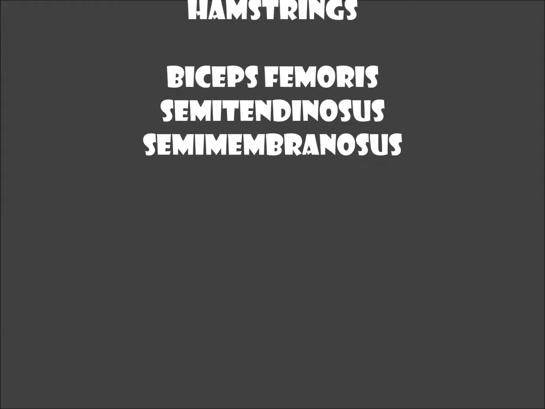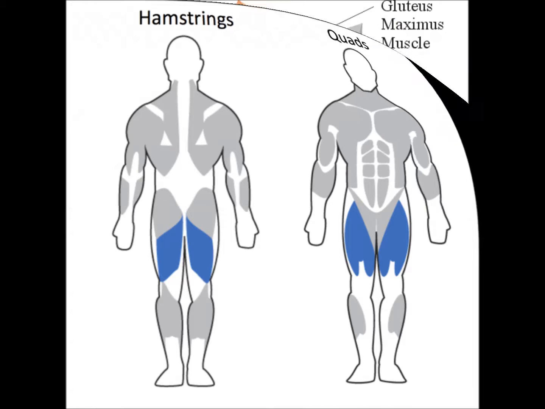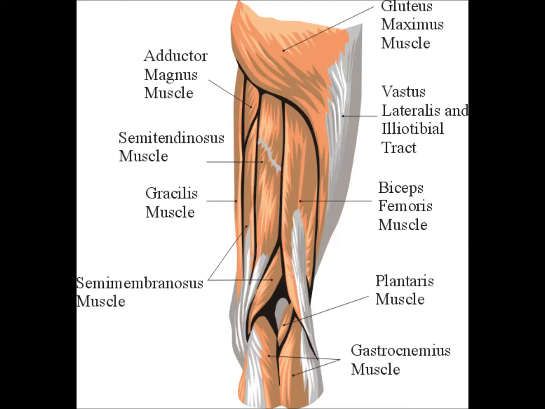Also, you have the hamstrings group. The biceps femoris, the semitendinosus, and the semimembranosus comprise this group of muscles. In this photo right here, you see that the highlighted areas are the hamstrings and the quadriceps group. The hamstrings are located on the posterior aspect of the body and the quadriceps on the anterior aspect of the body. In this image here, you have a better idea of what the muscles look like.